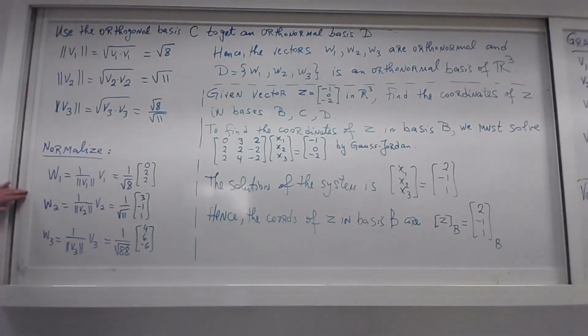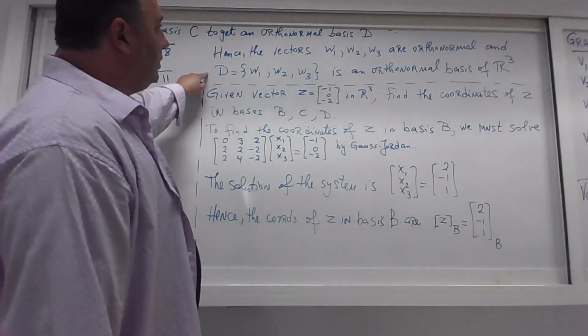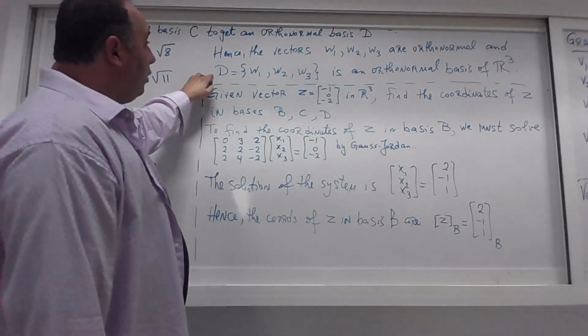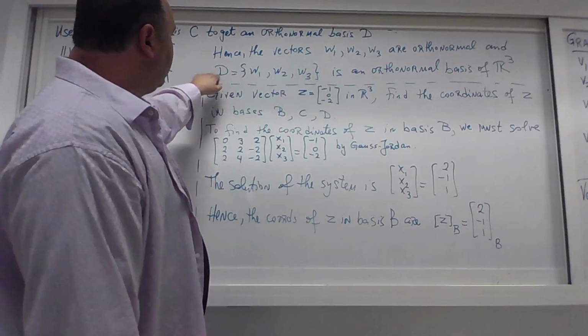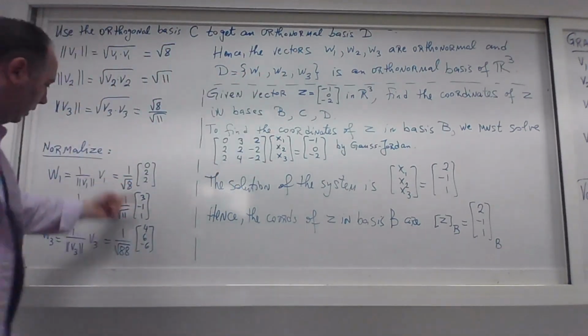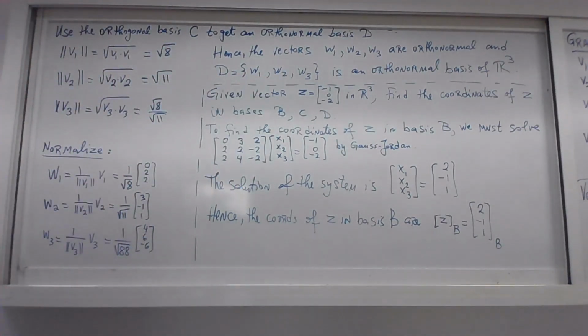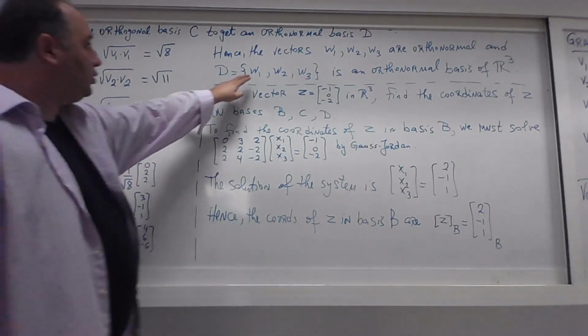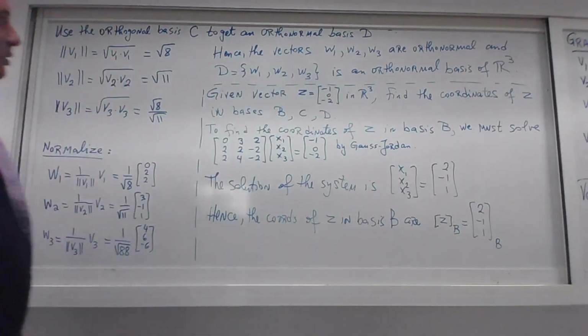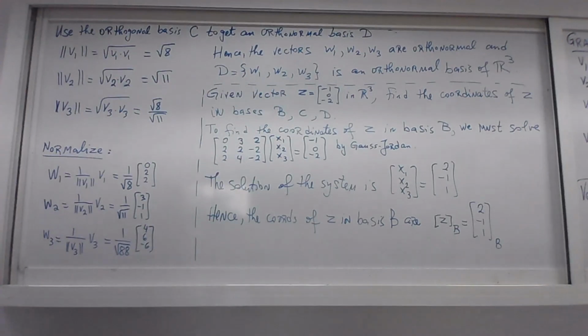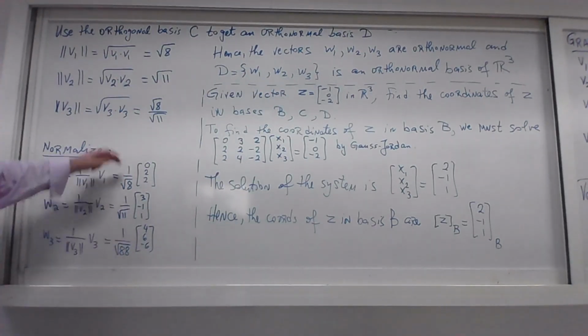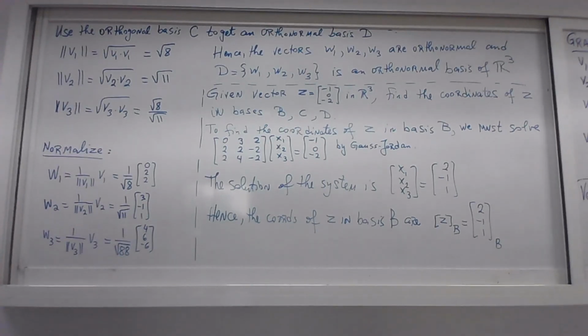So now the basis D formed by vectors W1, W2, W3 is an orthonormal basis for R3. Why orthonormal? Well, it is orthogonal, obviously, because the dot product between any two vectors from here is 0, but also the vectors are unit vectors. Their norm is 1. So that's an orthonormal basis for R3. You see it's a little bit messy because of the radicals.